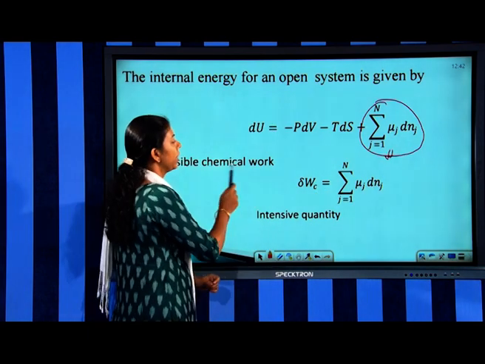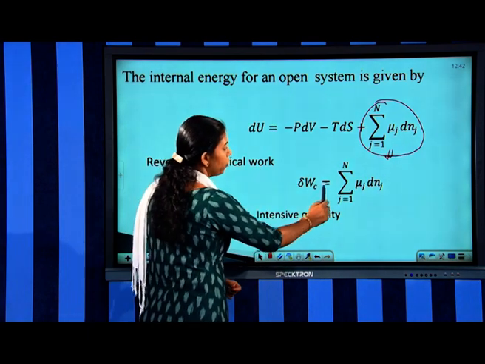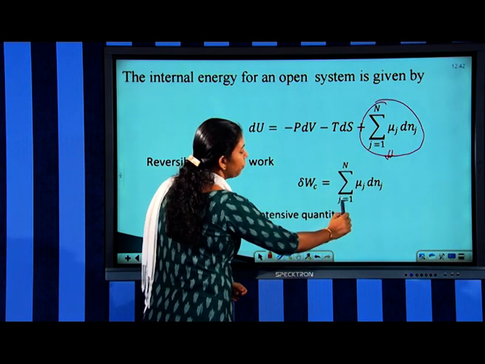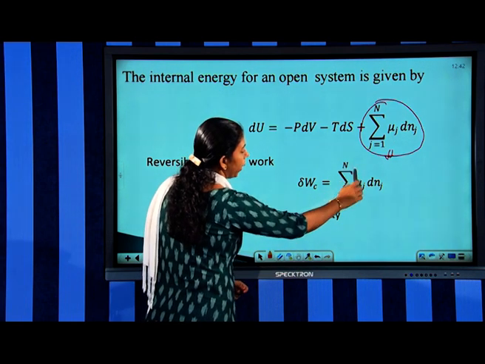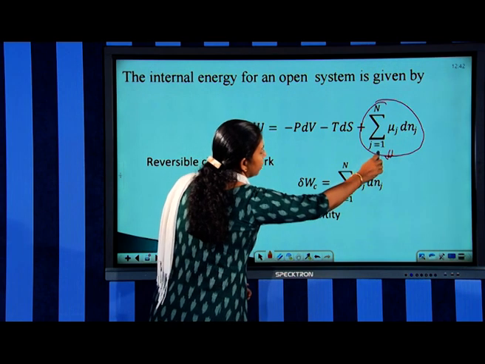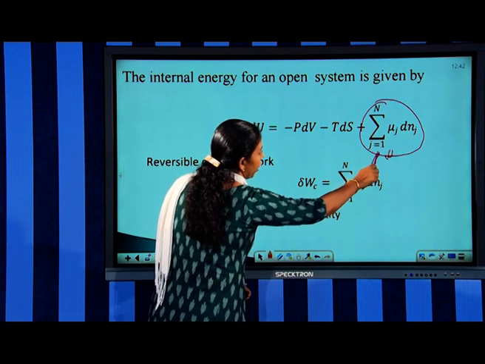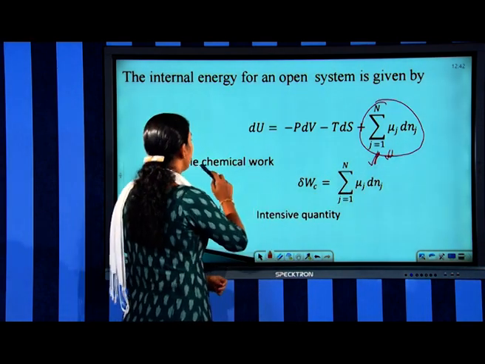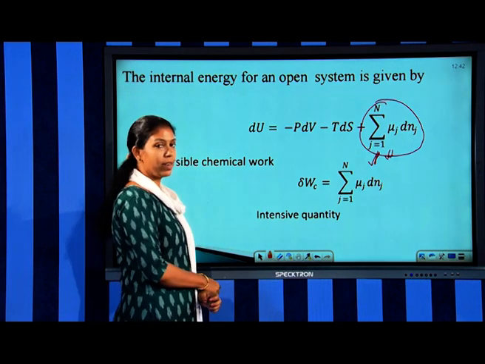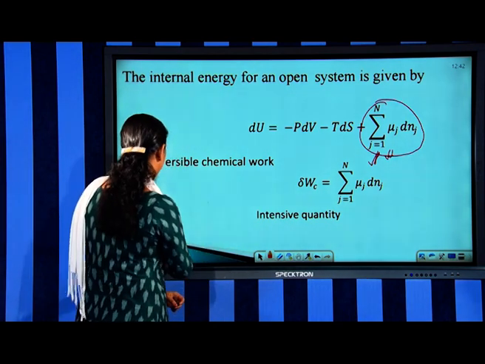Then reversible chemical work δWc is equal to summation of j equal to 1 up to n μj dNj, and this term is the chemical potential involving term and it is known as reversible chemical work and it is an intensive quantity.